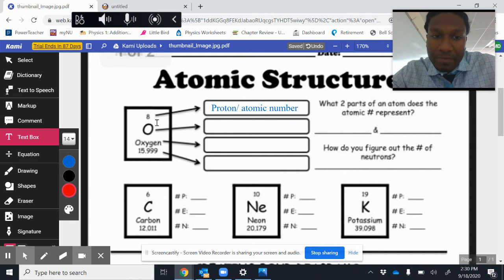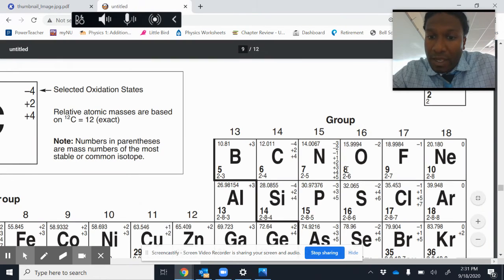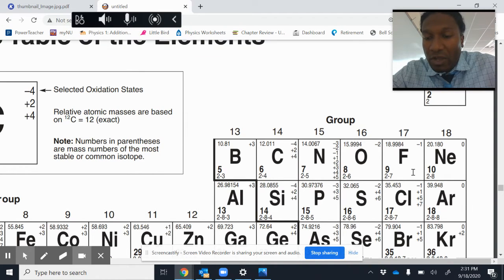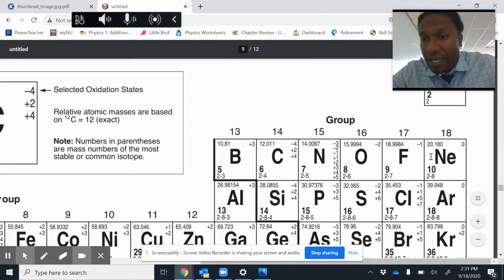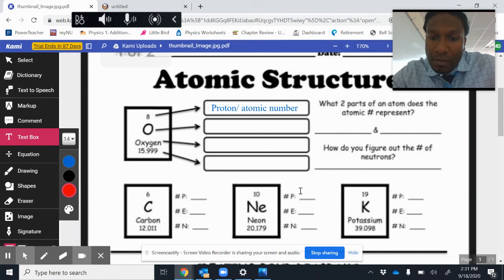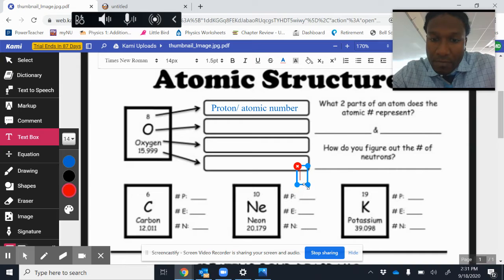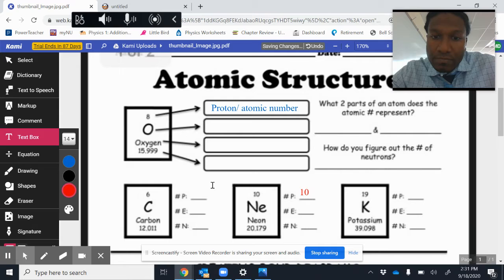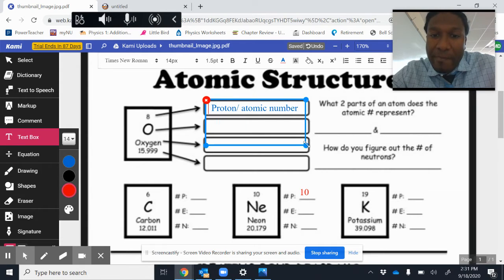So for this one, oxygen has 8 protons. The atomic number is also 8. 8 happens to be located right here at the bottom. Now let's talk about neon. I know I'm jumping a little bit, but neon. Its atomic number is 10. That means it has 10 protons. The O, that represents oxygen.